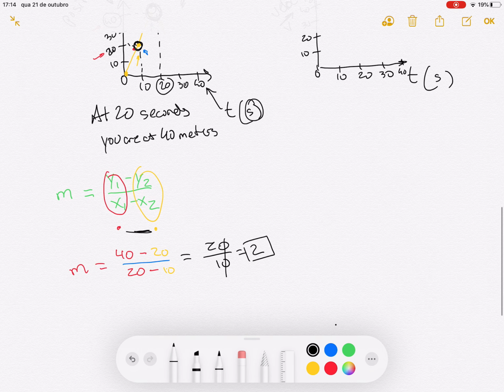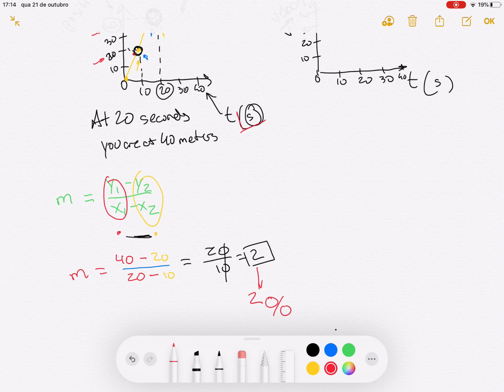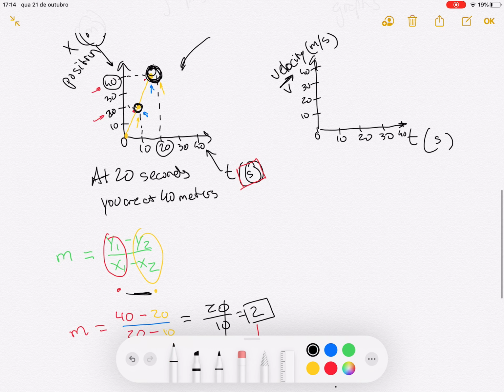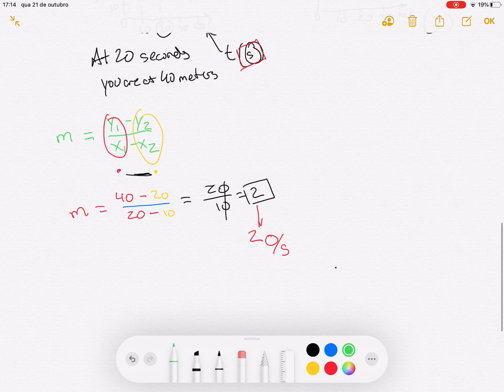And because the slope in a position time graph represents the speed, we know that this means 2 something per something. And in this case, what is the unit of time? Seconds. And so instead of this nothing, we're writing seconds. And then what is the unit for position? Meters. And so this means that instead of this nothing, we can write meters. Now we know that our speed is this.